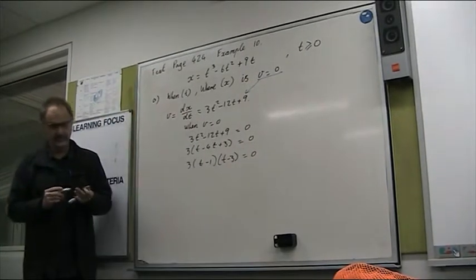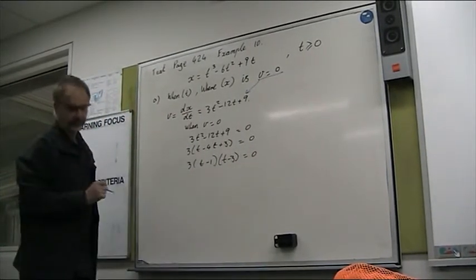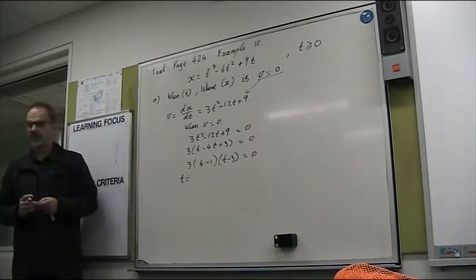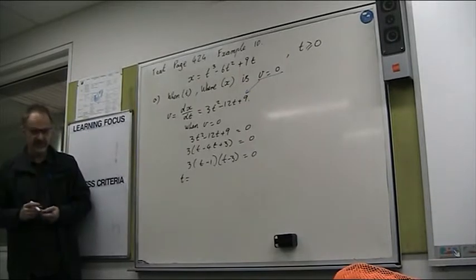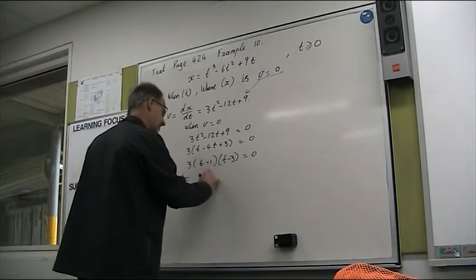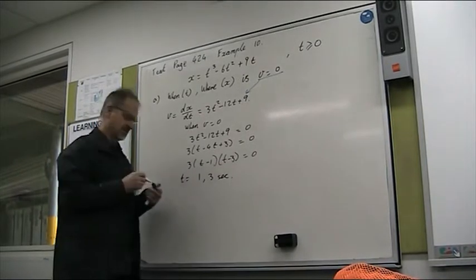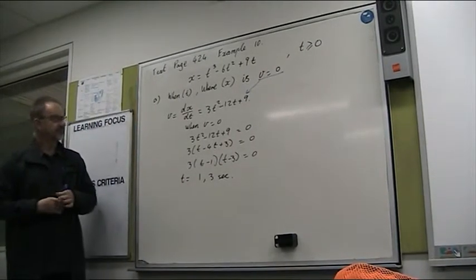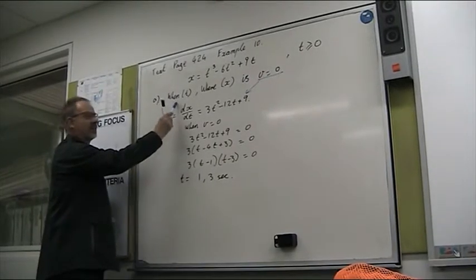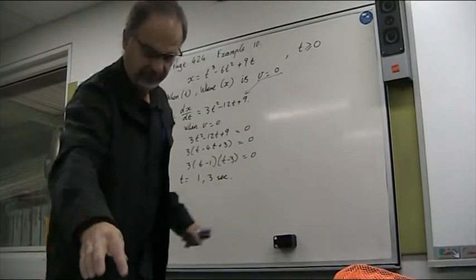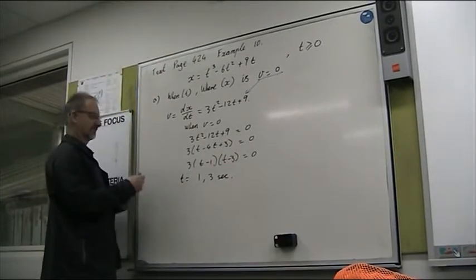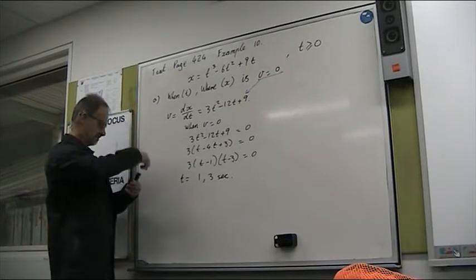That's right. So the velocity is 0 at a couple of different times. What times is the velocity 0? 1 and 3. All right, so the when part, we've now got the when part. That would be 3 brackets t minus 1, t minus 3.